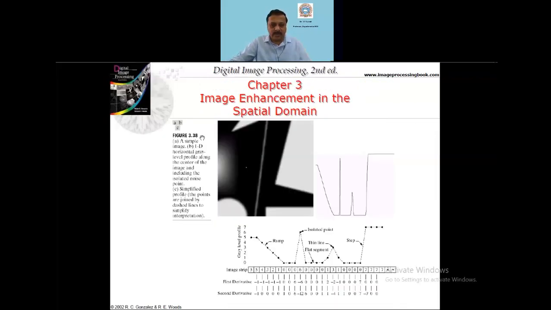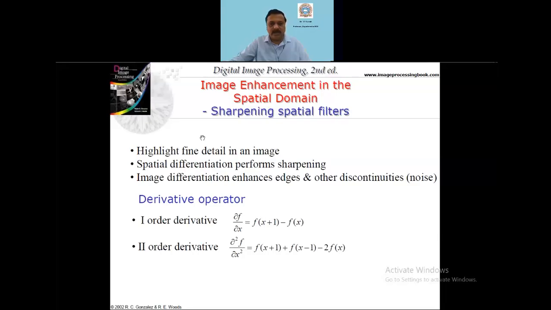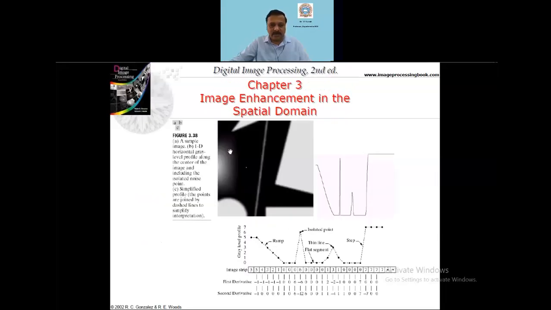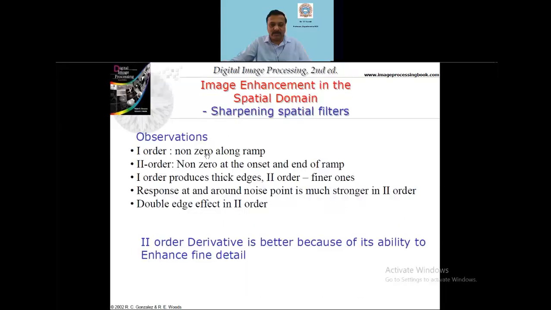In the previous class, I think we discussed the sharpening spatial filters. We also looked into the difference between first derivative and second derivative. A typical example was taken where you have a ramp edge, an isolated point, a thin line segment, and a step edge. Then we observed how first and second order derivatives respond to this, and the various differences.